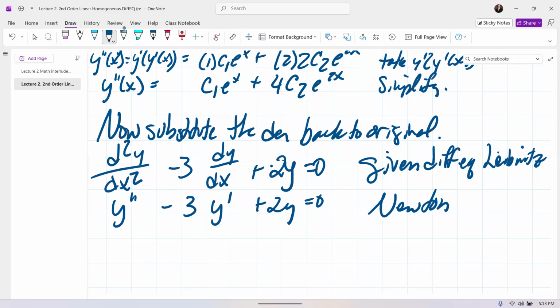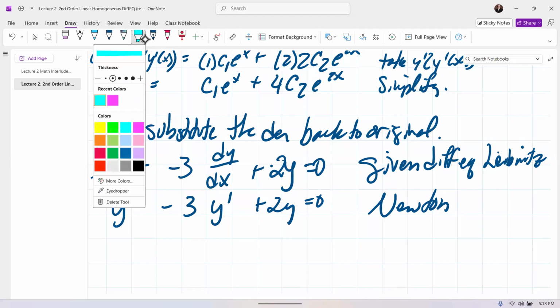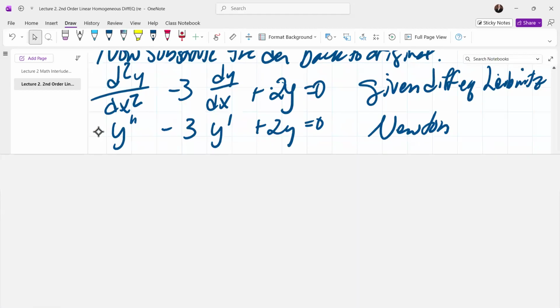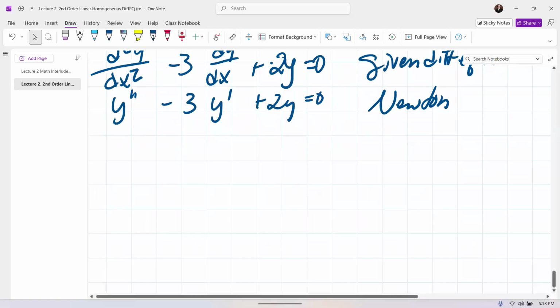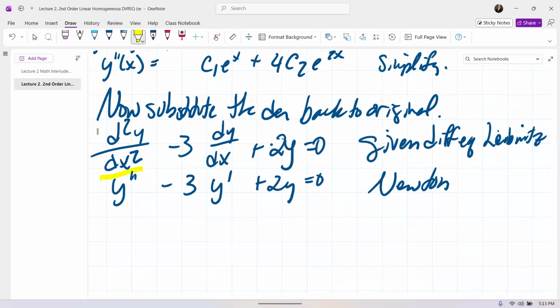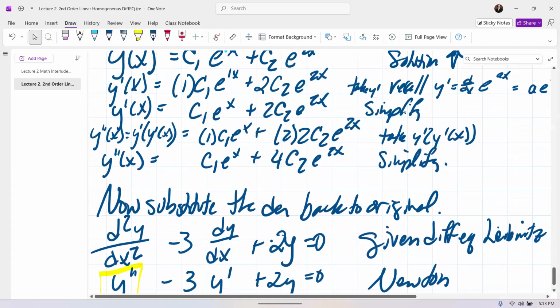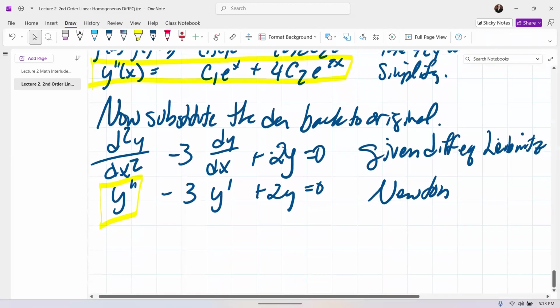Y double prime. Okay, well, what's that? We need some new colors here. All right, how about yellow? Y double prime. Where's y double prime? Well, go look up here. It's this whole thing, right? This whole equation here is the y double prime.